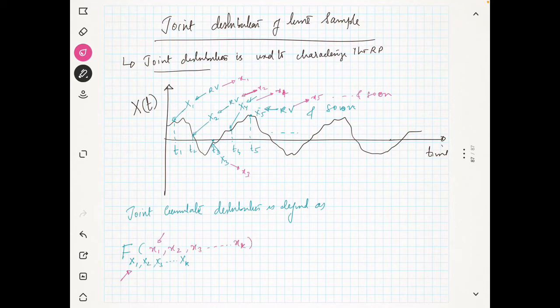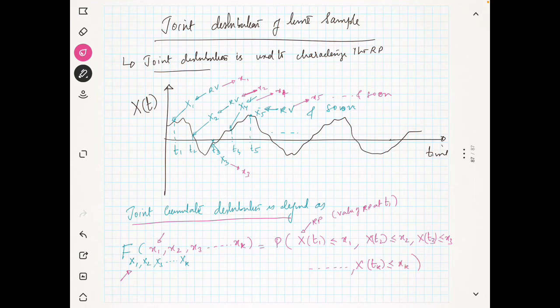This is the probability that X of t1, which is the value of the random process at time t1, takes a value less than or equal to x1, because we are talking about the cumulative distribution function. Then X of t2 takes a value less than or equal to x2, X of t3 less than or equal to x3, and so on, X of tk less than or equal to xk. This is nothing but the joint distribution.